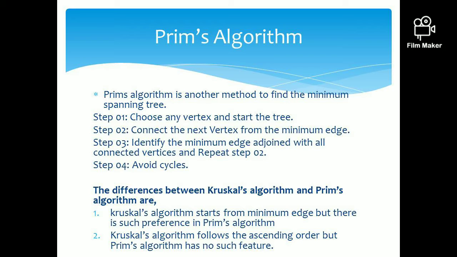What are the differences between Prim's algorithm and Kruskal's algorithm? One difference I have already discussed. The first difference is that in Kruskal's algorithm we start from the minimum edge, but in Prim's algorithm there is no such preference. The second difference is that in Kruskal's algorithm we follow the sequence of ascending order, but in Prim's algorithm we don't follow such a sequence.